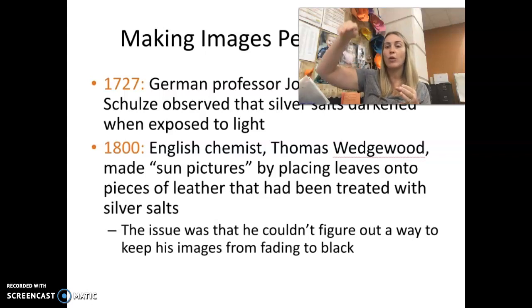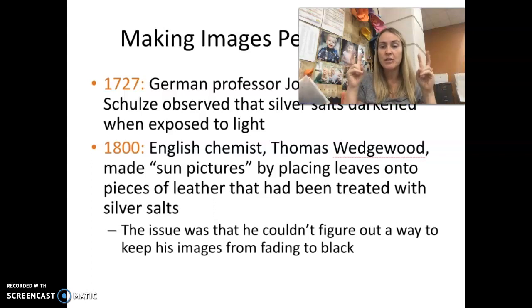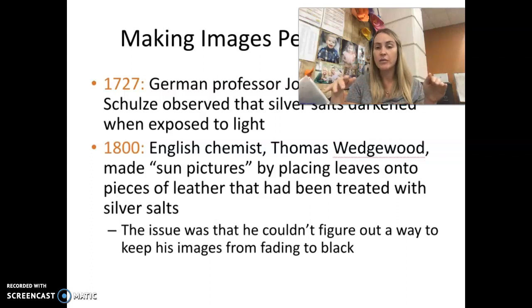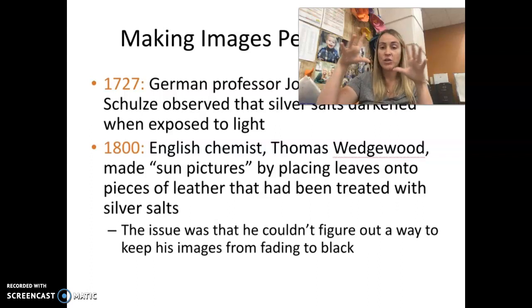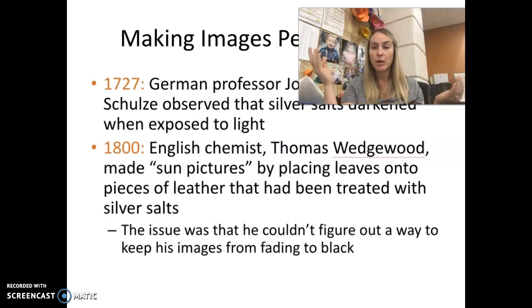Because all the leather around the leaves that was exposed to the sun would darken, but then the leather that was covered by the leaves, it would stay light. And so he would take off the leaves and he would have these beautiful outlines of leaves. And he called them sun pictures. But the problem was that once he removed the leaves, eventually those outlines, once those were exposed to light, the outlines or the shapes of the leaves, those would eventually go black too. Okay, so then his sun pictures would disappear. So again, the question was, how do we make images permanent?